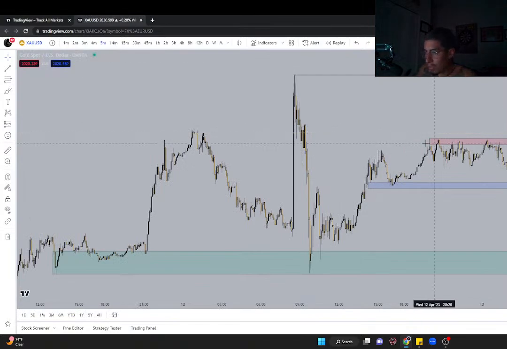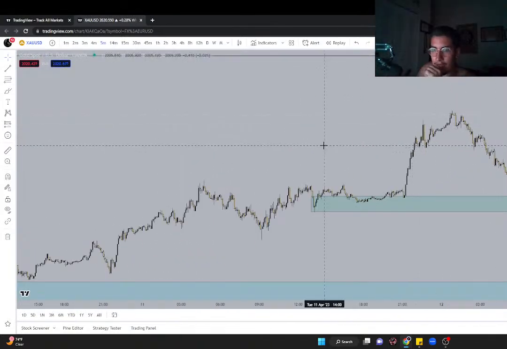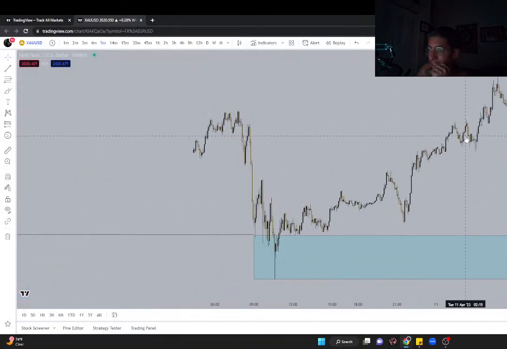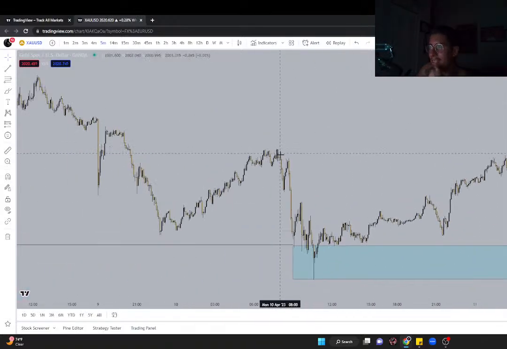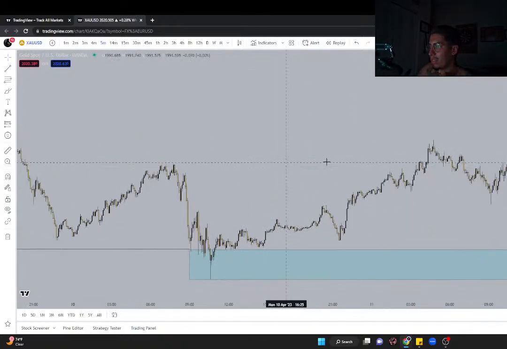And then gold. What did we take? Gold. Was it gold? Oh no, gold was what we sold yesterday. So let me analyze here. What was the sell, guys? I really forgot the sell that we took here at gold. Maybe this was one of the sells down here. This was one of the sells that I took a couple of days ago. I think that was like Monday or something.